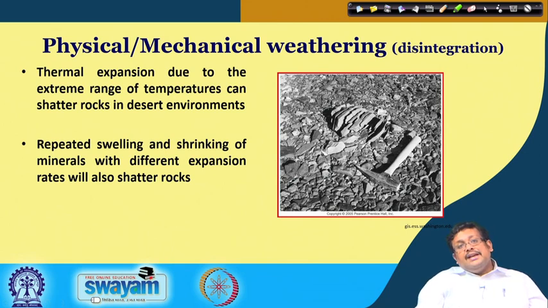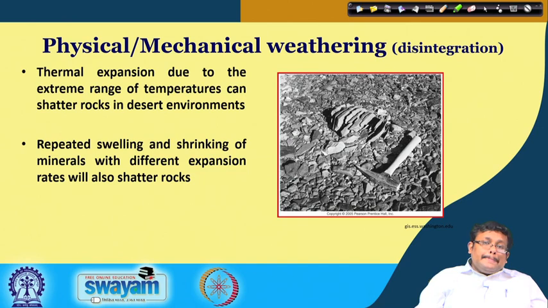Not only that, the thermal expansion due to the extreme range of temperature can shatter the rocks in desert environments, where there is an extreme climate and extreme temperature events can occur. For example, in the desert you will see that in the daytime it is a very hot environment. However, at night the air gets very cold. So there are extreme temperature occurrences. As a result, thermal expansion of the rocks occurs in the desert environment.